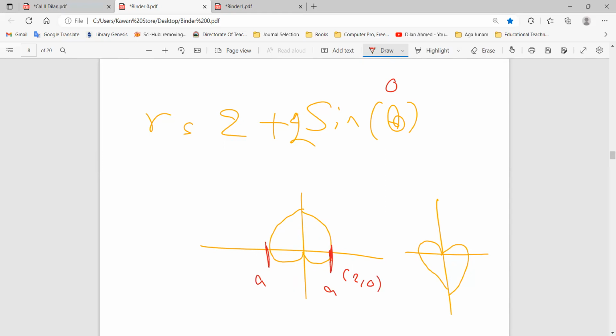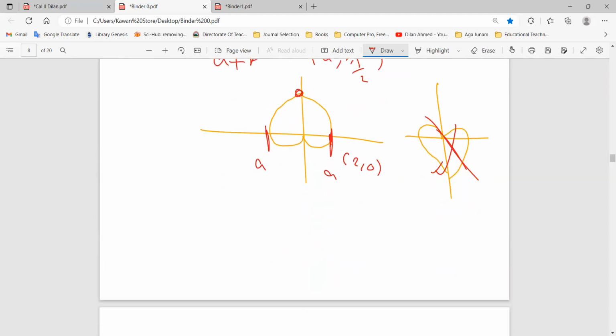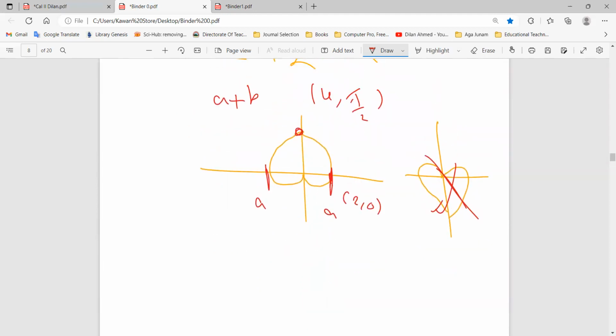You remember. How about here? We say A plus B is 4. 4 with what? I don't know. Let me check it. If I put pi over 2, I'll get what? 1, right? So that one will be 4 and pi over 2. Understood, dears? So that one will be 4 and pi over 2.